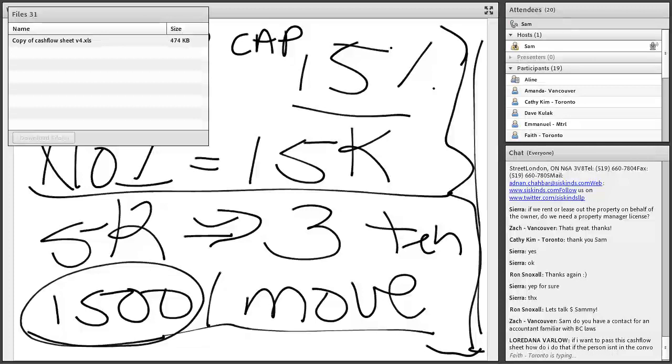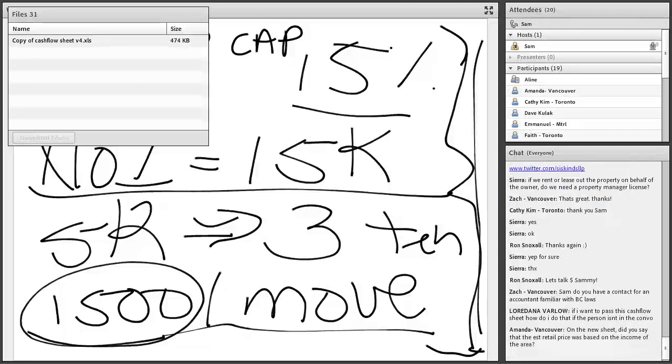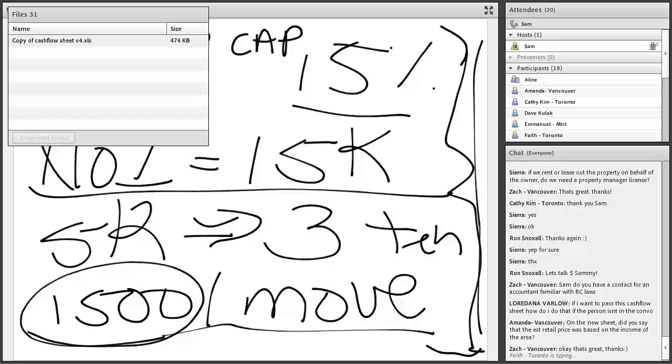I love it when I see it says multiple attendees are typing. And let's see. Okay, Sam, do you have a contact for an accountant familiar with BC law? So Zach, my guy we should be able to help you with that. I have another contact. Tell you what, Zach, if you want, I'll give you another contact too. That's not a problem. The guys that teach your asset protection class are familiar with that area too. So yeah, Zach, if you need a little more help with that area, reach out to me and I'll let you know. Okay.